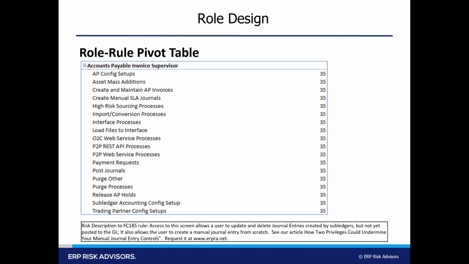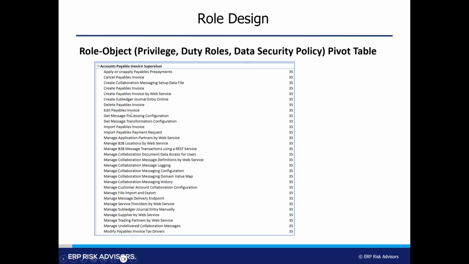And so what we do for some companies is they look at it from a rule perspective. So AP config setups, that's a grouping of configurations that should go through change control. Create manual SLA journal entries. That happens to be, if I remember correctly, create subledger journal entry online. And there was one more, somewhere: manage subledger journal and free entry manually. Those are processes that shouldn't be entered or maintained by an AP supervisor.